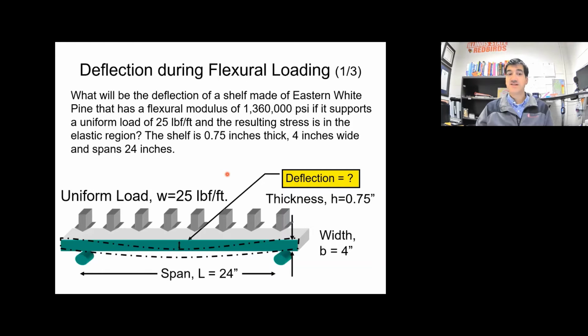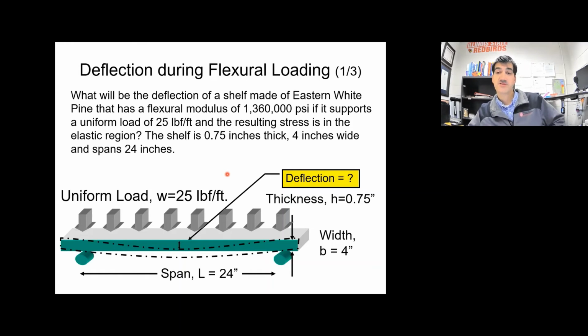And the resulting stress is in the elastic region. So this is very nice and convenient. The problem is telling us, you know what, don't worry, it's in the elastic region. You don't need to check and make sure that it's below the flexural yield stress, because I'm telling you, it's in the elastic region. So you can go ahead and use that flexural modulus, which is valid only in the elastic region. All right, so that's nice. That saves us some work here. We're given the dimensions of the part, and we know that it spans 24 inches.